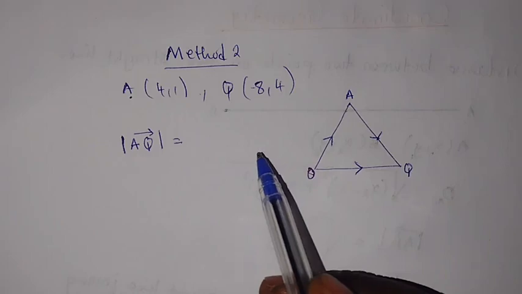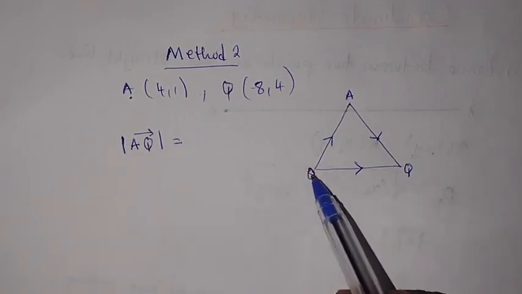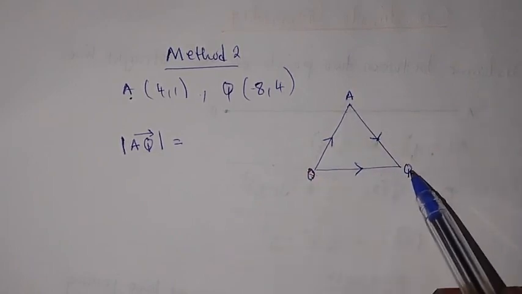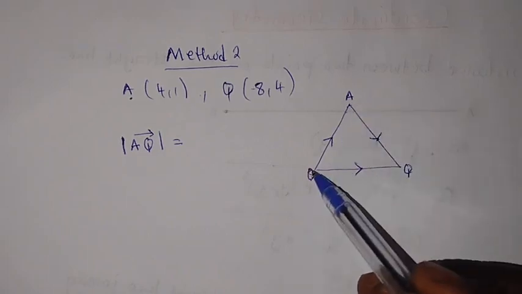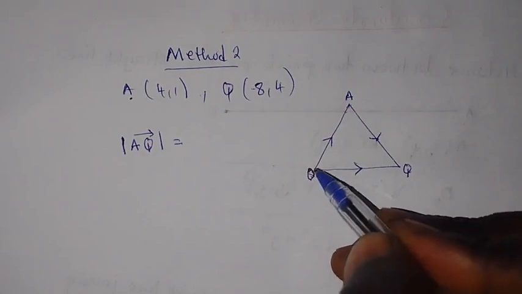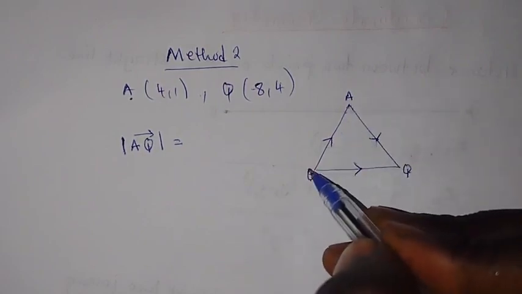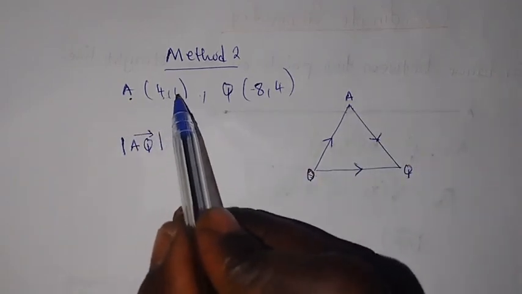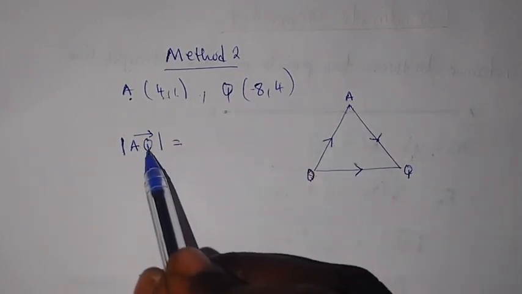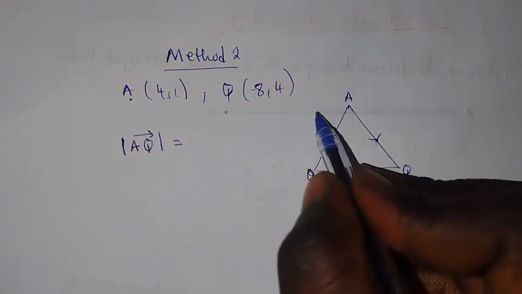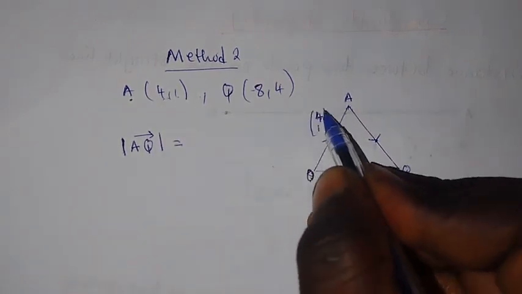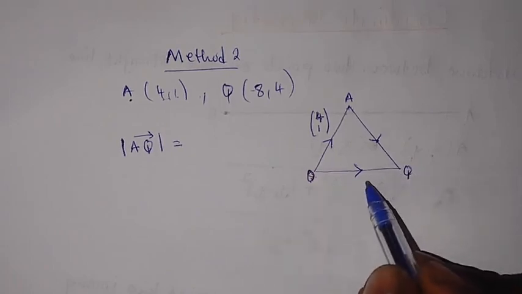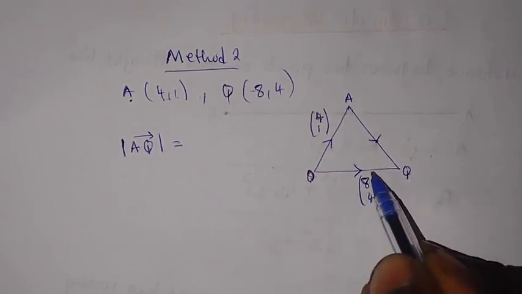Now, if you are moving from A to Q, you need to pass through this origin. So you can say AO plus OQ. Now, if it's against the direction, remember AO is not the same as OA. So if it's AO, it will be against the direction. So now we know the coordinate for A is 4, 1. So if you are dealing with position vectors in this case, this can be written as 4, 1 in a column way. Same with the Q. So from O to Q, it will be 8 and 4, like this.